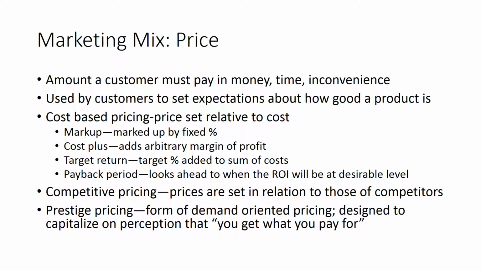So 4 different concepts under cost-based pricing. First is markup, where you mark up by a fixed percentage. Cost plus is where you add an arbitrary margin of profit. Target return is where you have a target percentage that you add to the sum of the costs. And then a payback period, which is where you're looking ahead to when the return on investment will be at a desired level. Competitive pricing is where prices are set in relation to those of your competitors. Prestige pricing is that idea of capitalizing on that perception of you get what you pay for.